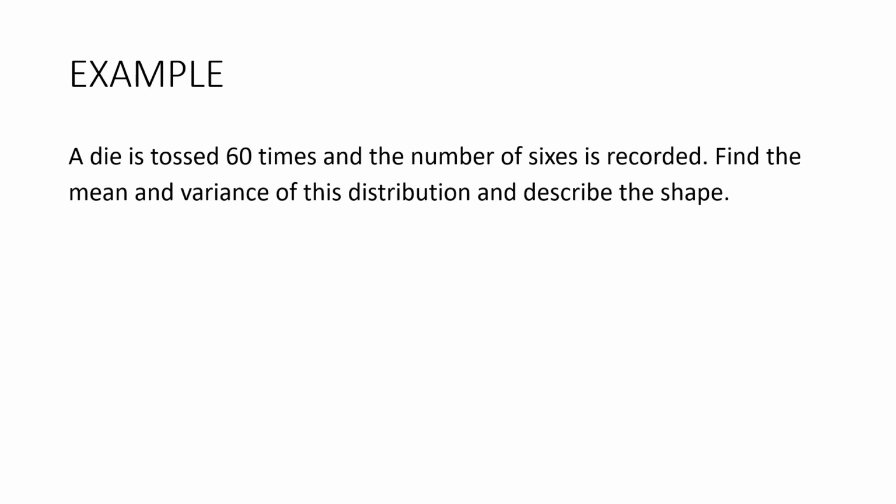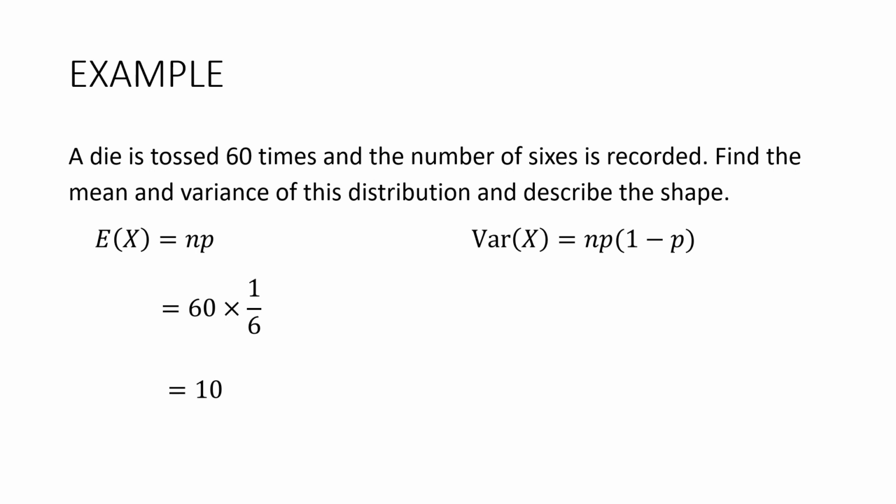Here's an example. A die is tossed 60 times and the number of sixes is recorded. Find the mean and variance of this distribution and describe the shape. Alright, so let's just use our formulas. Expected value of X is n times p, so it's going to be 60 times probability of success, which is 1/6. So our expected value is 10. If we toss the die 60 times, we're expecting 10 sixes. The variance, here's the formula. So n times p is 10, and then 1 take away 1/6, which is 25/3.